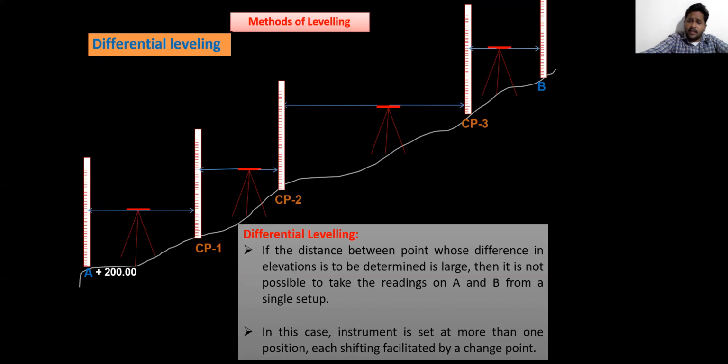In this case, the instrument is set up at more than one position, each shifting facilitated by a changing point. So when you are conducting this survey, the instrument is shifted more than one time. Then it is called differential leveling.